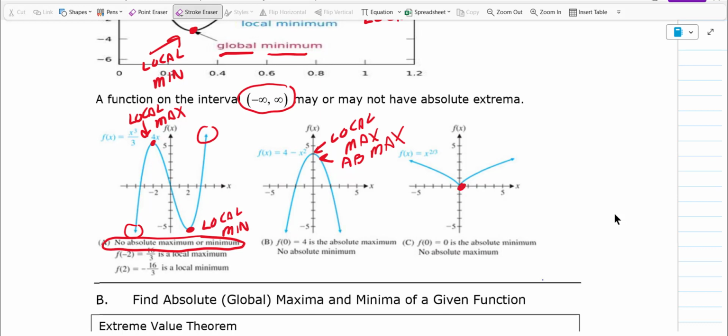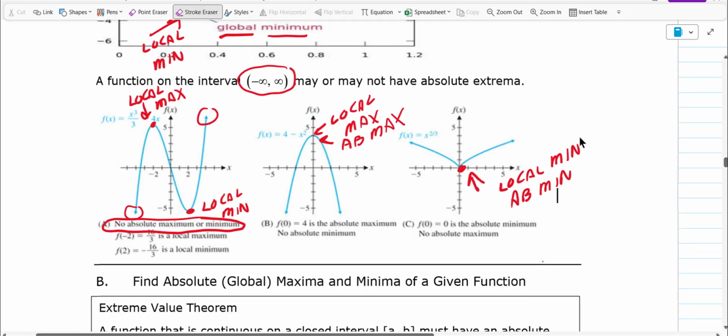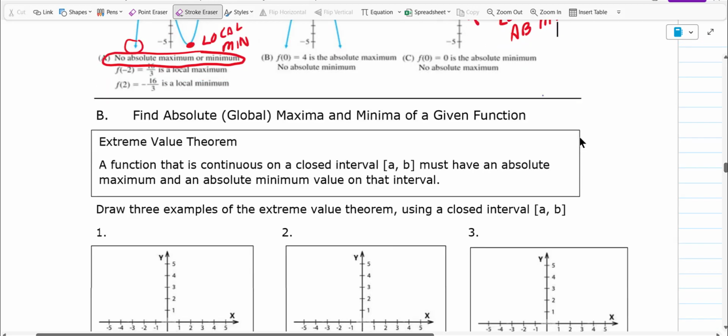And on this last one, that point right there would be a local min, and at the same time, it would also be an absolute min, because that's the absolute low point. It's local because it changes from decrease to increase. So you just got to make sure that you're real clear on the difference between local and absolute. Think of local as either the graph increases then decreases or decreases then increases. But absolute just means the highest or lowest on a graph.